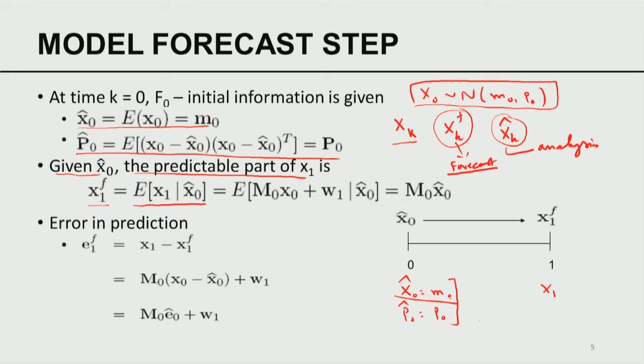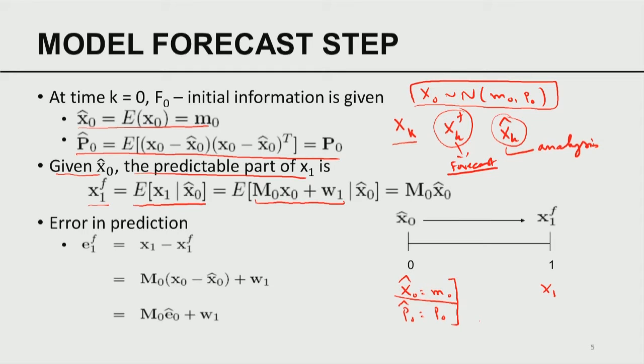Who is going to create x1? The model is going to pull the x0 hat into x1. x1 is the true state of the model. The true state of the model, according to the model equation, is m0 x0 plus w1.